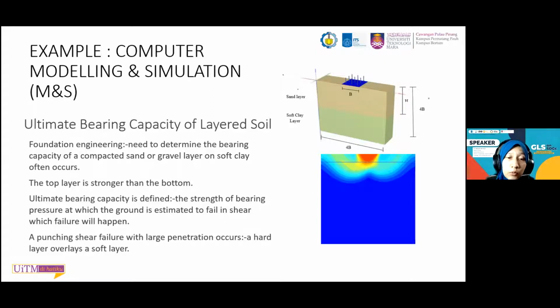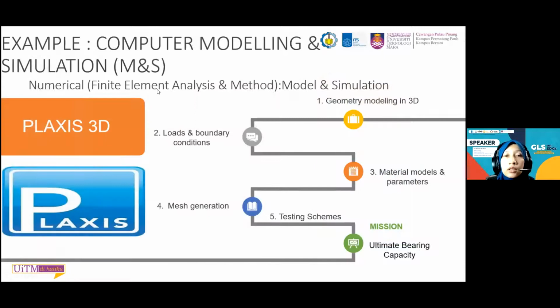So what we expect is that a punching shear failure with large penetration occurs. So this is what we assume as a hypothesis. So this is the simulation computer modeling, and this is the bearing capacity of the soil when subjected to foundation load. Okay, this is the process involved in the computer modeling and simulations.